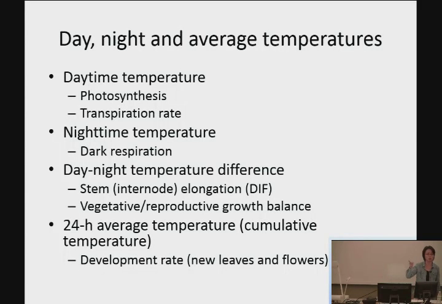Development rate meaning the increase of number of leaves or number of flowers. So the addition of new organs is the development rate specifically, okay? Versus growth is a more generic term. It could be biomass increase, it could be height or the size of the plant, but when you talk development rate, it's an increasing number of new organs. All right? Okay, so that's it.